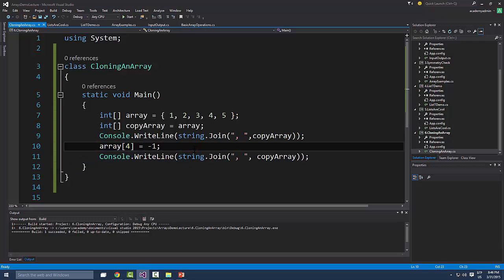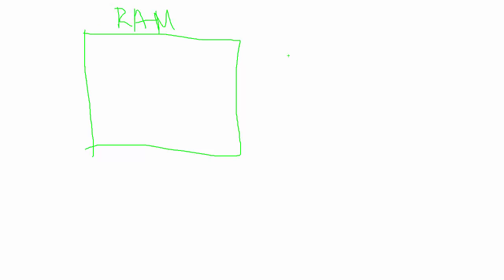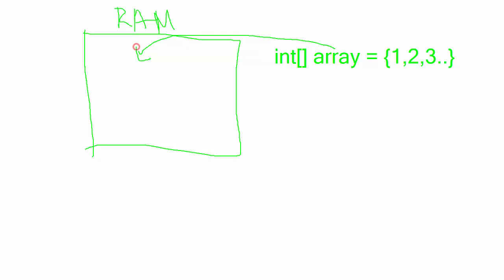Right. The thing is, let me just explain that. So let's say that this is the RAM. Can you see green? So this is the RAM. And once I say int array equals 1, 2, 3, and so on, it allocates the needed RAM for all of my cells here. So this thing here is going to be my array.